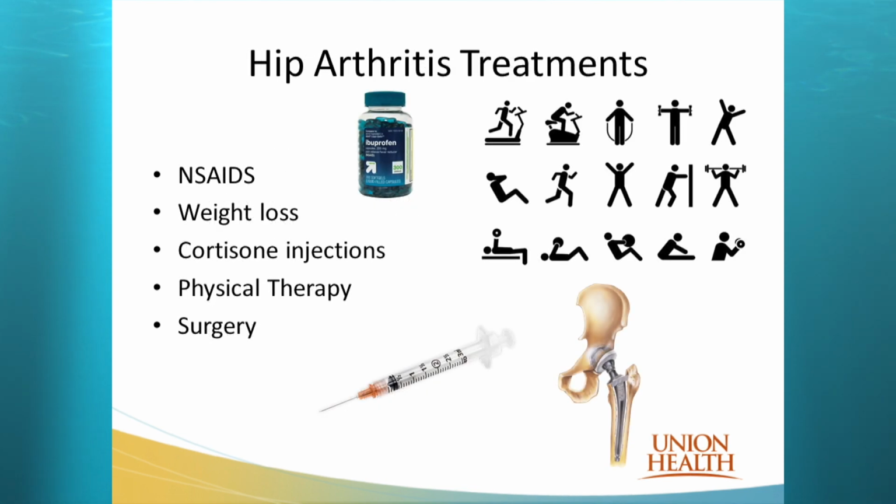The primary treatments are always the same for most orthopedic issues, which are anti-inflammatory medications and weight loss. We use a medicine called cortisone, which is a strong anti-inflammatory, and we can put that in the joint itself to help with pain. Therapy helps loosen up stiff joints, and then ultimately surgical options exist.